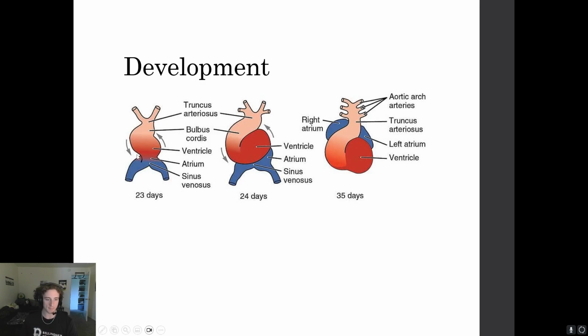So what happens first is the ventricle arises, and it's going to have an intrinsic rate of around 25 beats per minute. And then the two tubes are going to come together to form the atrium, and that is going to start having its own intrinsic rate, and that's going to be around 60 beats per minute, right?